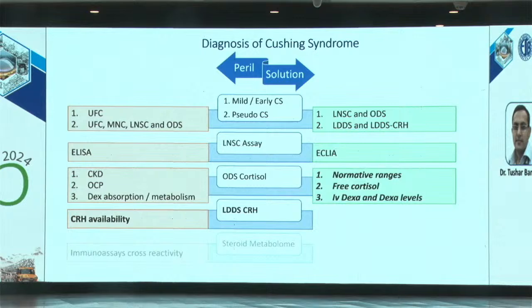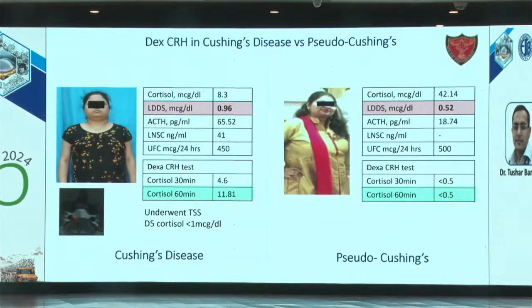LDDS CRH is one of the very good tests which we've been using for so many years now. These patients exemplify the importance there. If you look at this girl who has clinically Cushingoid features, the UFC is on the higher side, and the LNSC is also high, but LDDS is suppressed. We know that if you use a strong dose of dexamethasone, mild Cushing's can get suppressed with LDDS, and that's where the dex suppressed CRH comes in handy.